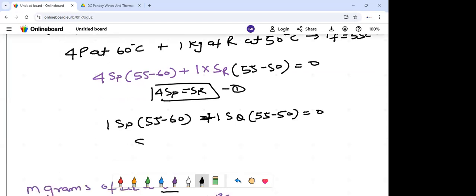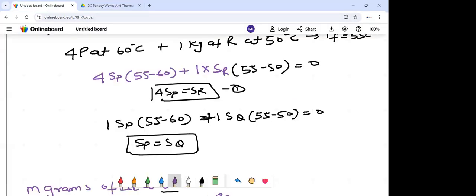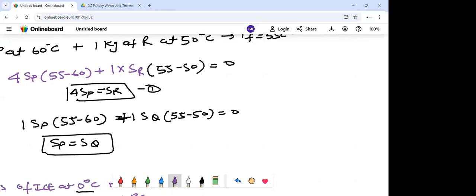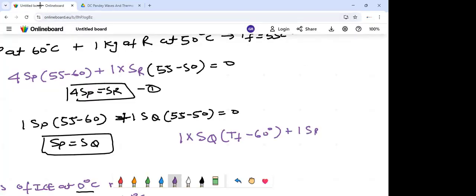So here we can directly say SP equals SQ. Obviously they are asking: when 1 kg of Q at 60 is mixed with 1 kg of R at 50, what will be the final temperature? So 1 kg of Q plus 1 kg of R equals 0. Here SQ equals SP, which is 1 by 4 of R.